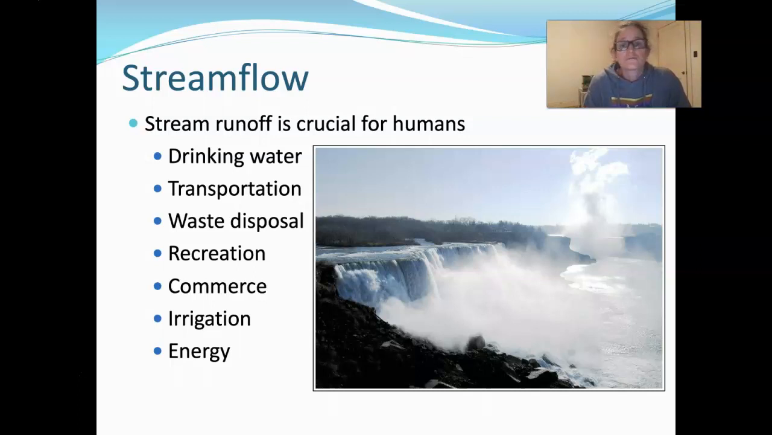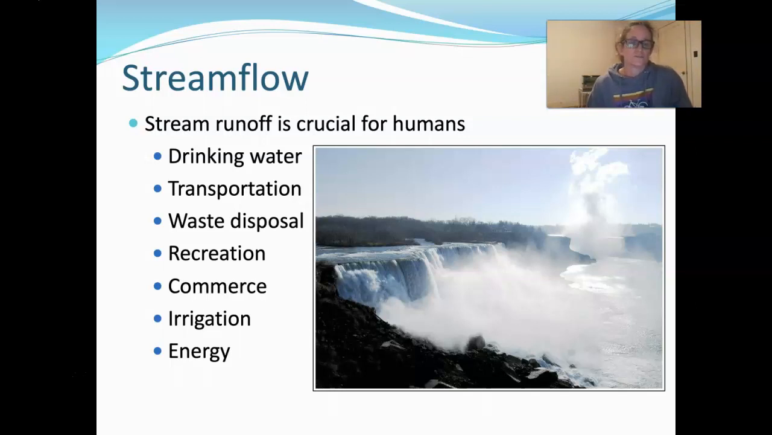We also use streams for transportation, waste disposal. If the regulations are right and the water quality standards are kept high enough, we can remove waste in our stream system. We also recreate in streams. I recreate pretty regularly in streams, either kayaking or I snorkel in streams, and I whitewater raft in streams, and I stand-up paddleboard in streams. We use streams a lot in our family.